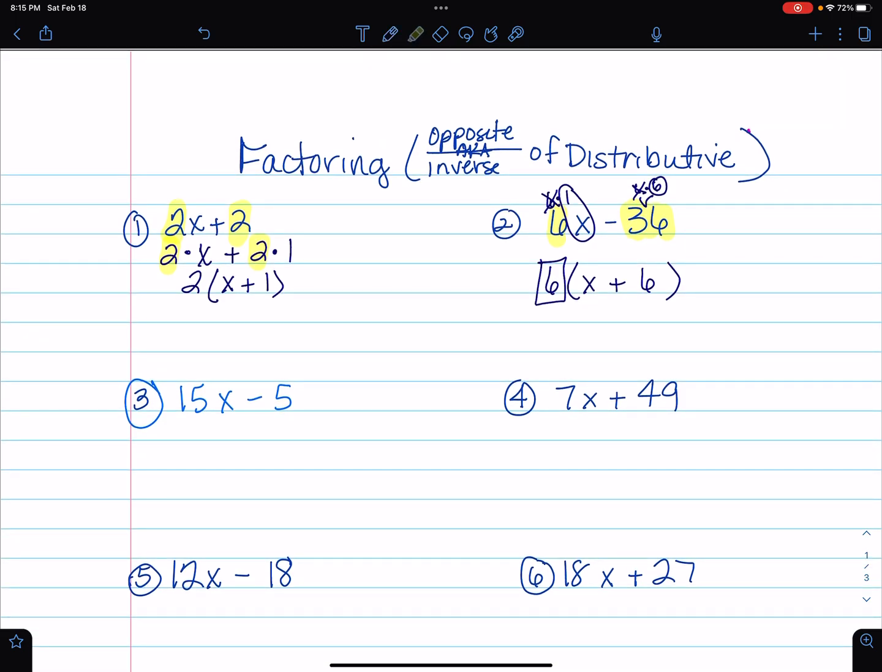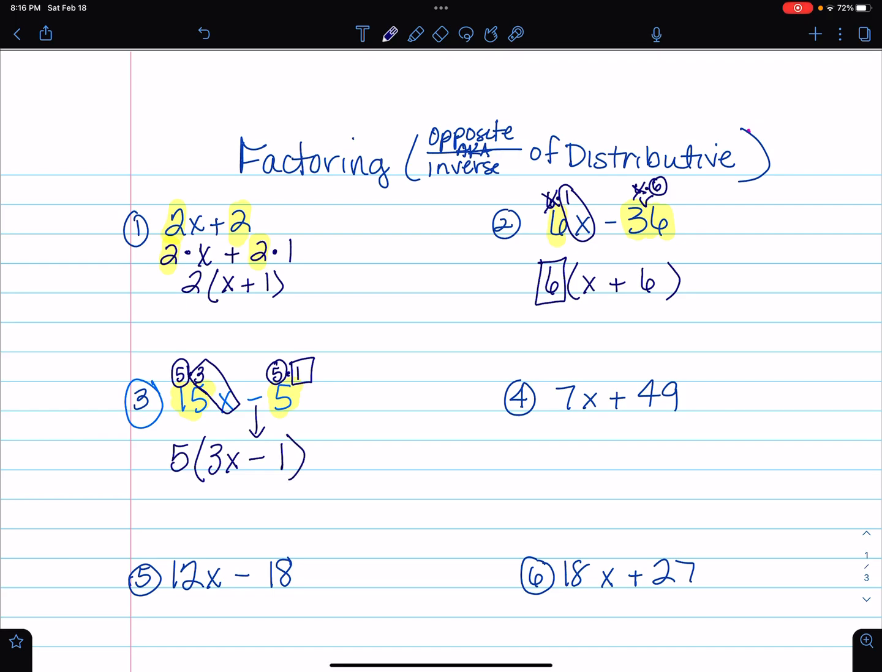Okay, let's try another one. What do these 2 numbers have in common? So let's split them up. Well, this is 5 times 3, and this is 5 times 1. I notice that they both have a 5 in common, so I'm going to pull the 5 out. What is left on this side is the 3 and the x. I need to bring down the minus, and then I have the 1 left over.